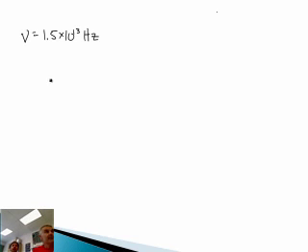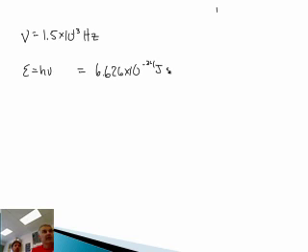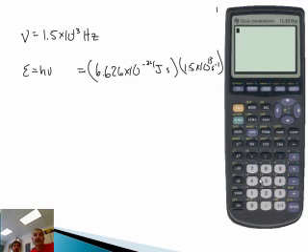So we also need to find energy and wavelength. So E is equal to h nu. Oh, this is going to be the easy one. So we get 6.626 times 10 to the minus 34th joule seconds times 1.5 times 10 to the 13th seconds to the minus 1, because hertz and seconds to the minus 1 are the same thing. So let's get the calculator out. We'll take 6.626.